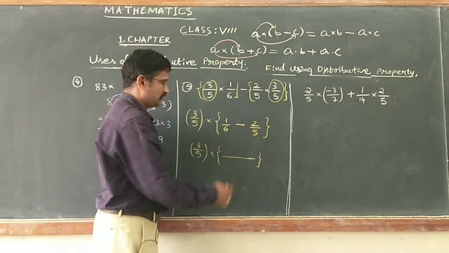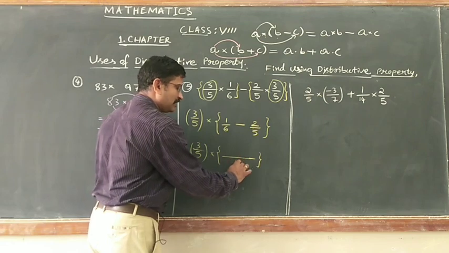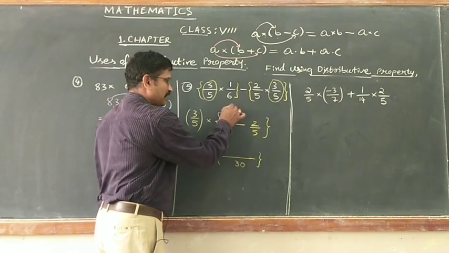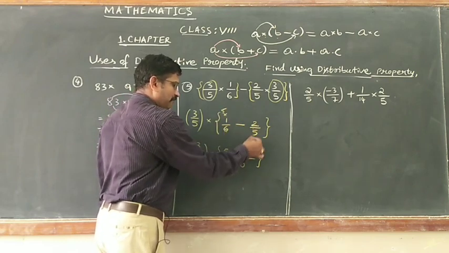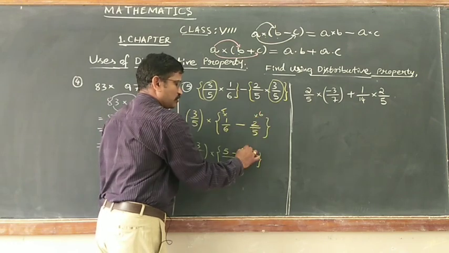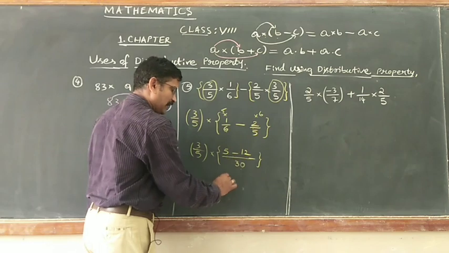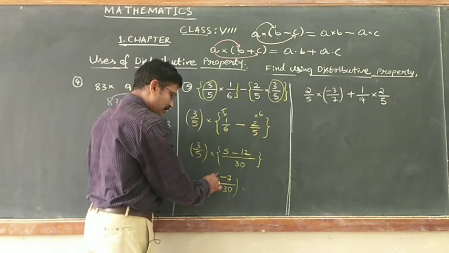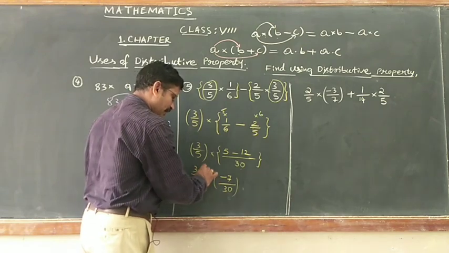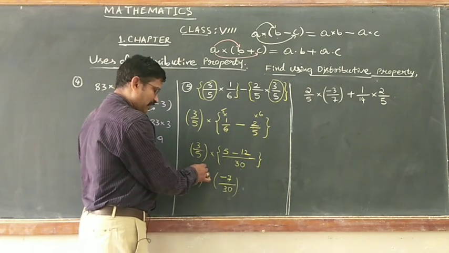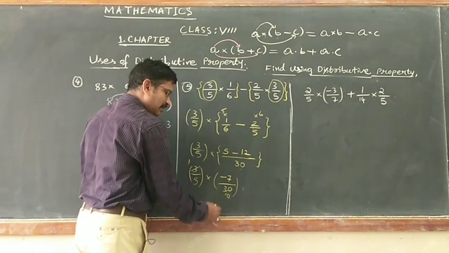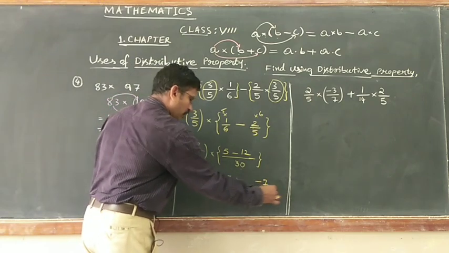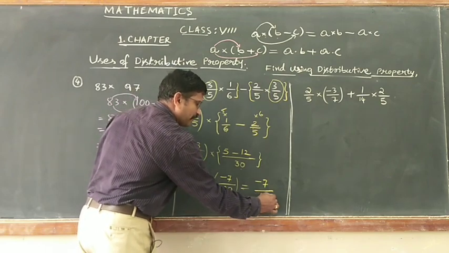You know how to solve this, subtracting rational numbers you learnt. LCM of 6 and 5 is 30. So, 6 in 30 for 5 times, 5 ones are 5, minus 5 in 30 for 6 times, 6 2s are 12. So, 5 minus 12 is minus 7 upon 30. Since it is negative, I am putting it within brackets, multiplied to 3 by 5. So, here there is a chance of cancellation, 3 ones are 3, 3 tens are 30. So, minus 7 into 1 gives minus 7 upon 5 into 10 gives us 50.